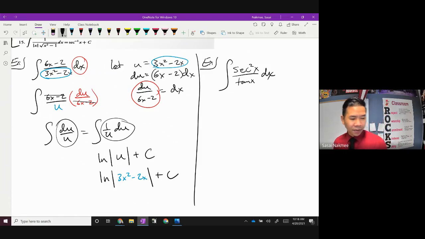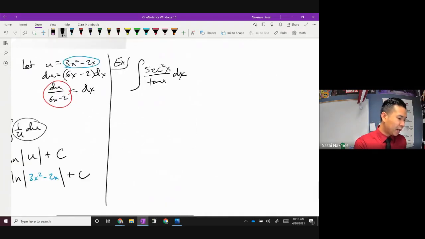Right? If you can look at this and start to recognize patterns right now, can you see that this looks very similar to the problem we just did? If you think in terms of derivatives, tangent x is the function in the denominator, and the derivative of tangent x is the function up top. The derivative of tangent is secant squared, which is kind of like what we had here, right?